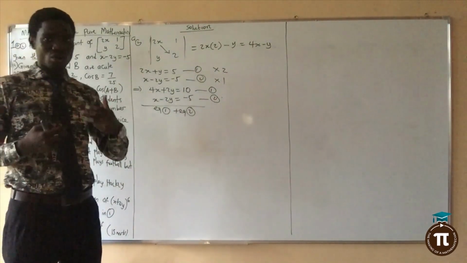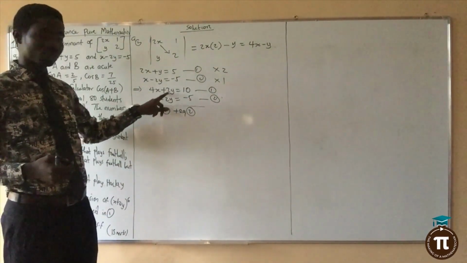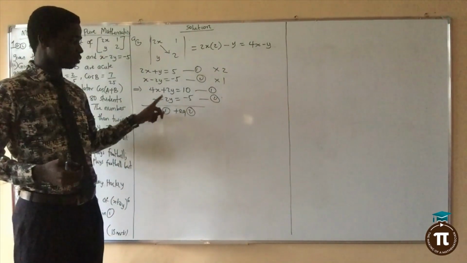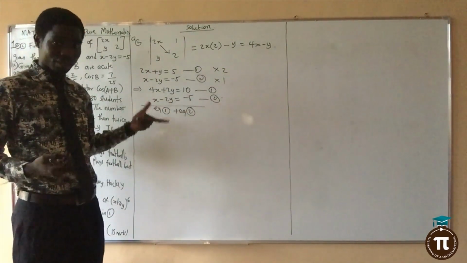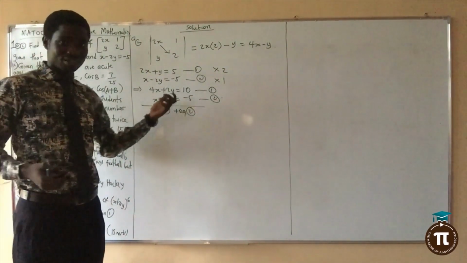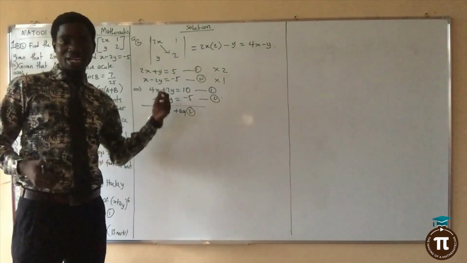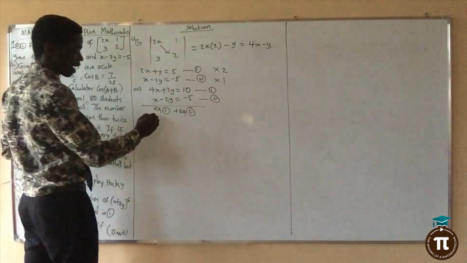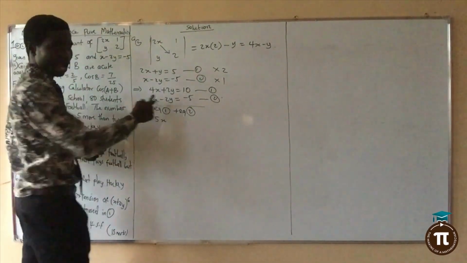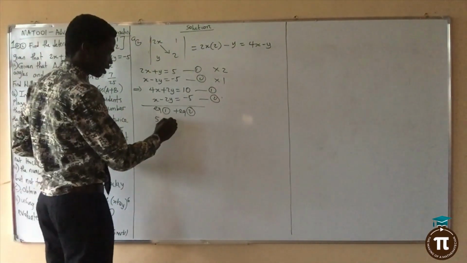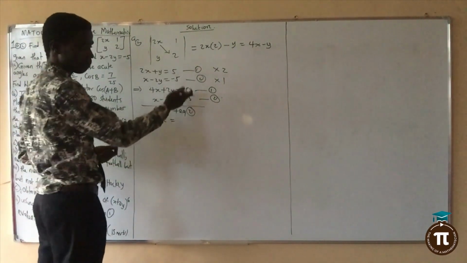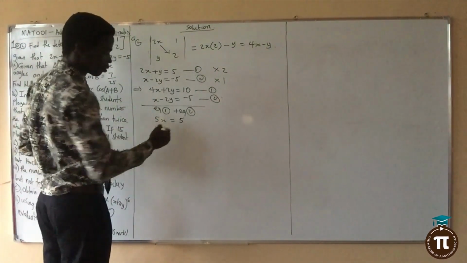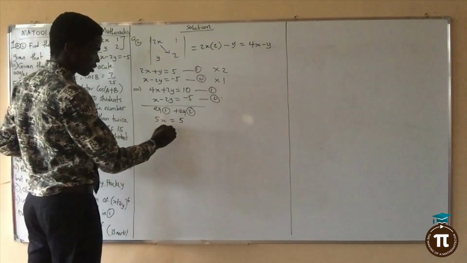How do I know I'm going to add this? The coefficients of y are the same, I have 2. The signs are different, plus and minus. So I add. If the signs are the same, I subtract. But if the signs are different, I add. So 4x plus x will give me 5x. Plus 2y minus 2y will give me 0. 10 plus negative 5 will give me 5. So I solve: x is equal to 1.